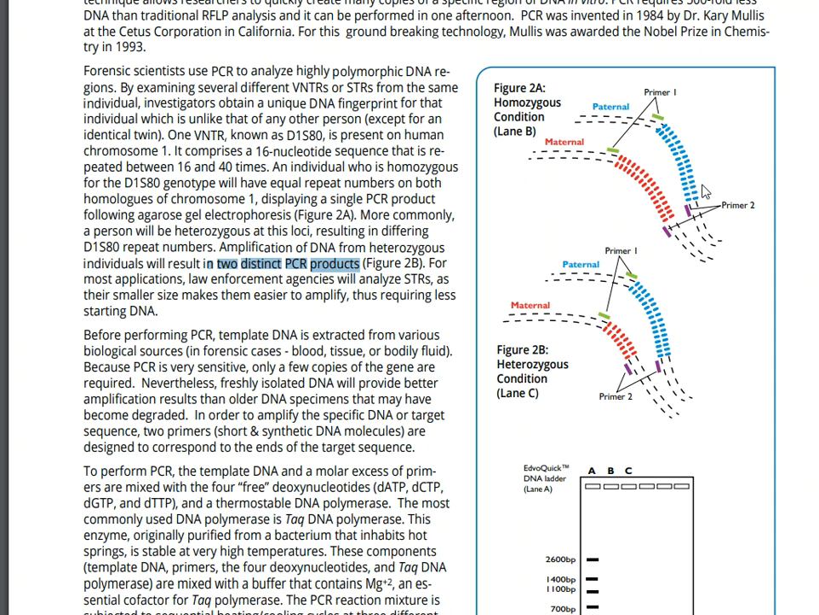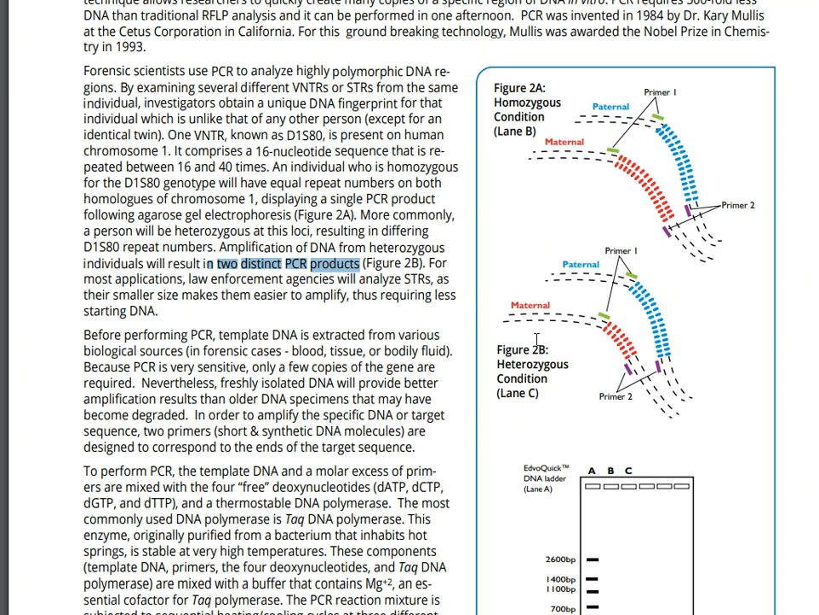So when these two combine into one, you are homozygous, which means that is the one and only choice that you have, and therefore that one band will show up on the electrophoresis because there's no difference between the mother and the father. So that is what we call the homozygous condition.